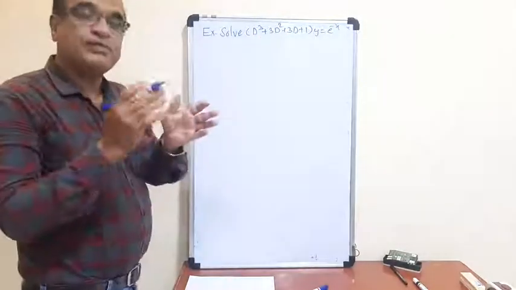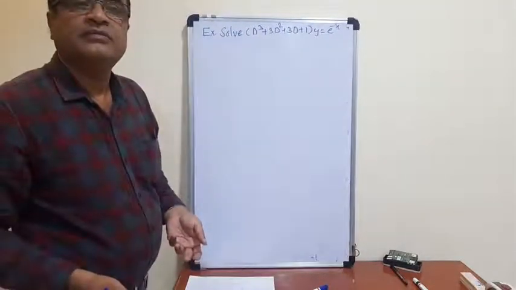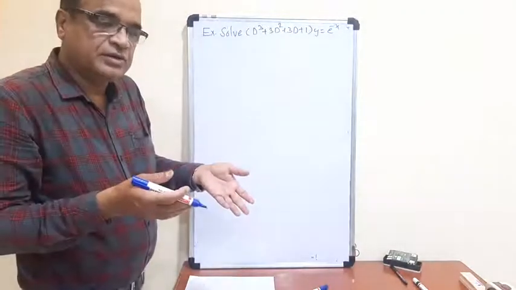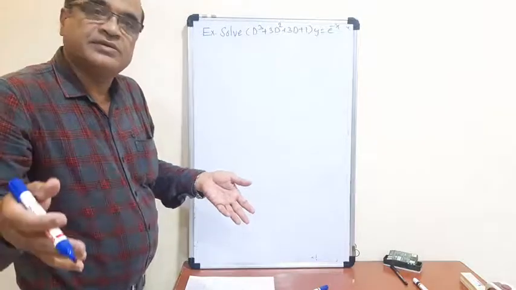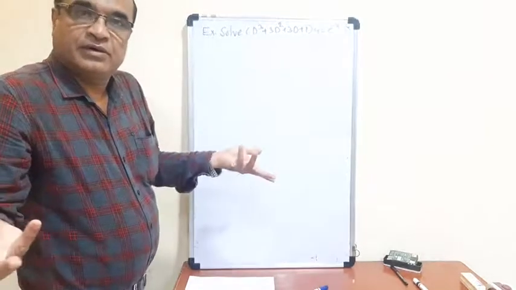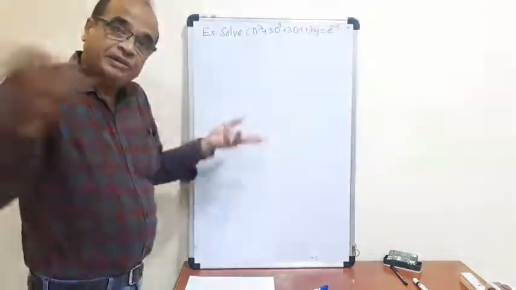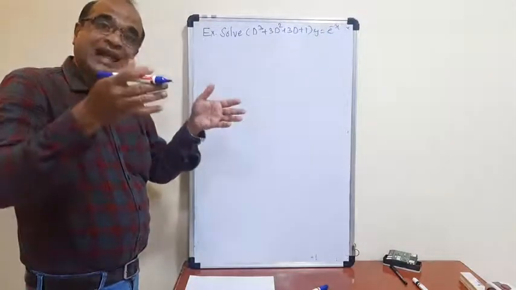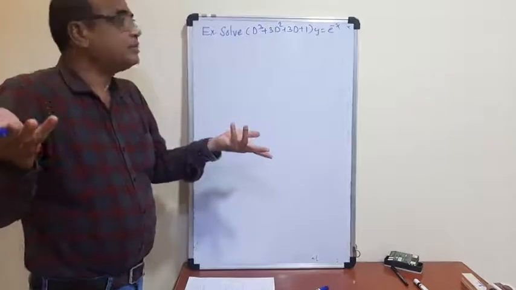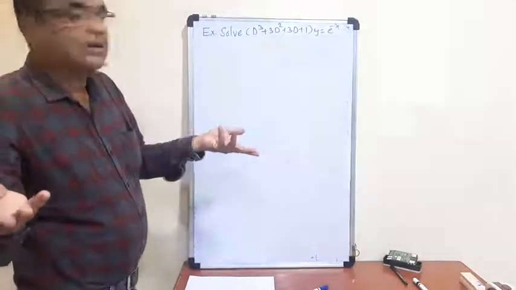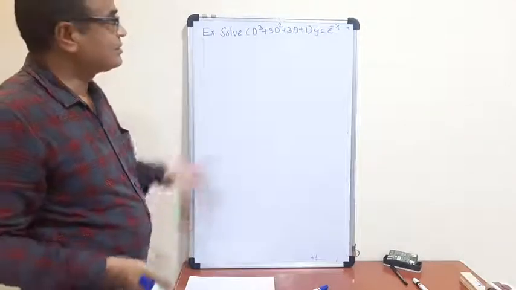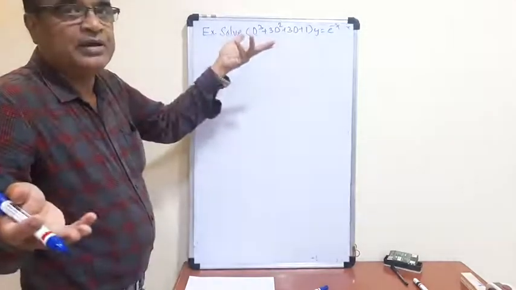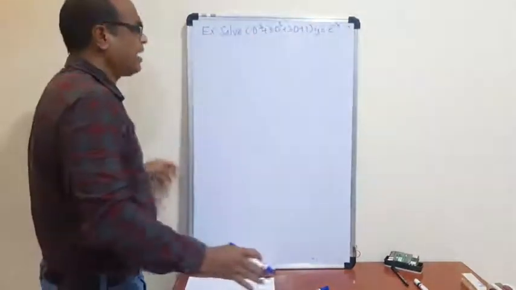This is d plus 1 bracket cube. So what are the roots? d is equal to minus 1, minus 1, minus 1. So what is the complementary function? Minus 1 is repeated 3 times, so C1 plus C2x plus C3x square into e raised to minus x. This is the complementary function. So find the particular integral. It's very simple. Okay.